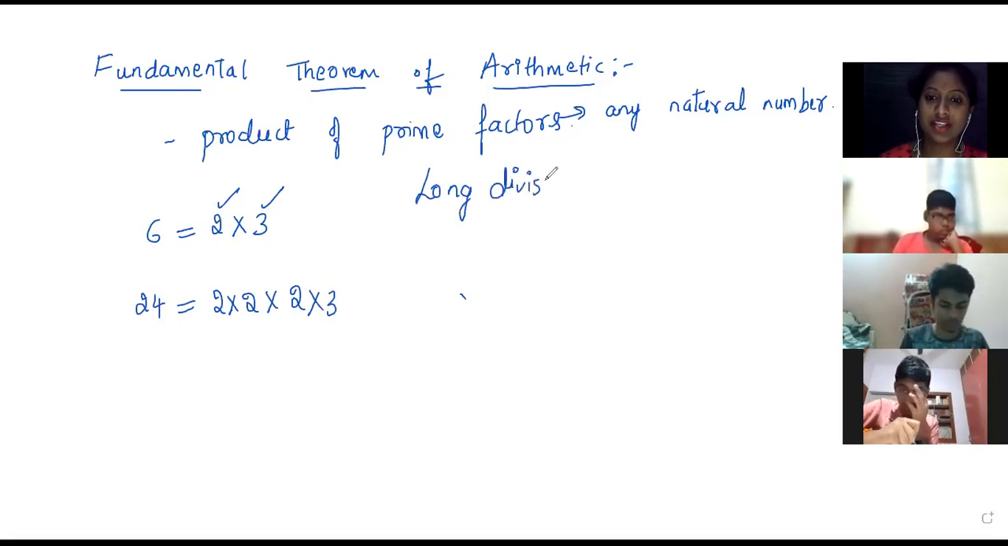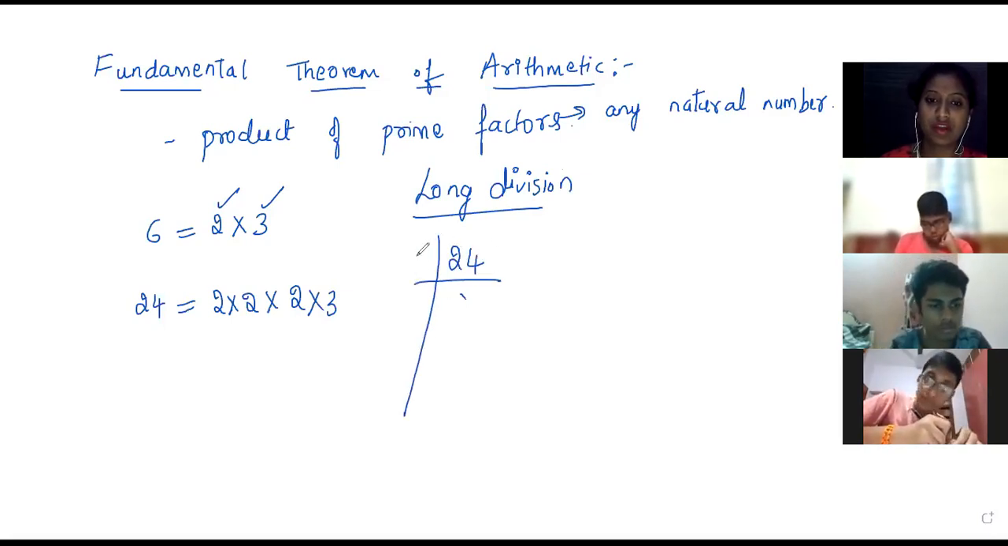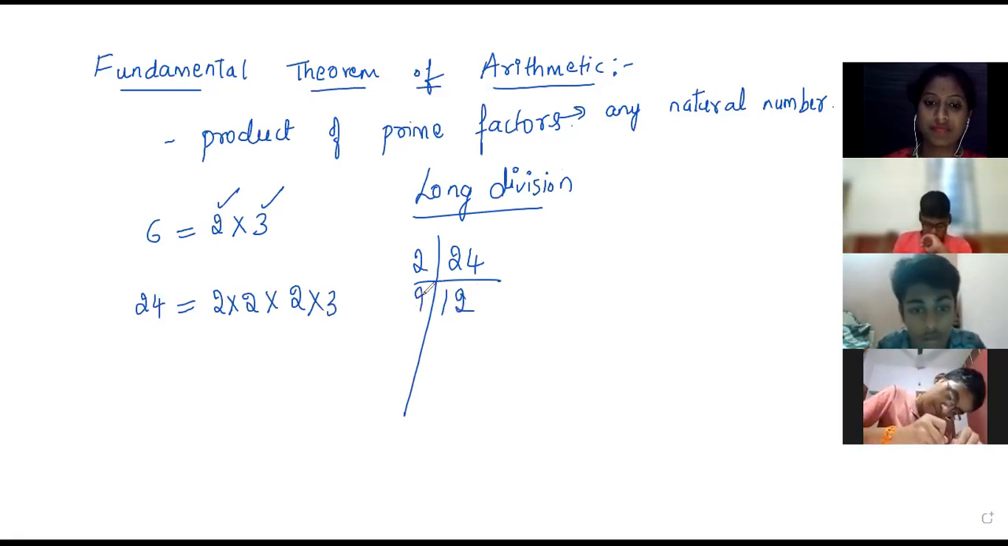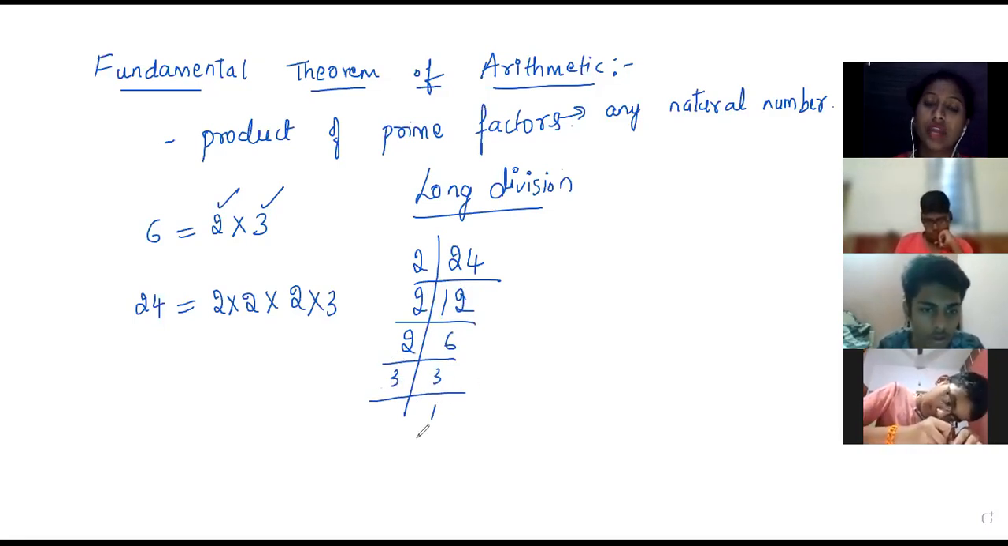Long division method is how you do it for HCF and LCM. 24, 2 12s are 24, 2 6s are 12, 2 3s are 6, 3 1s are 3. You do it until you get a 1.